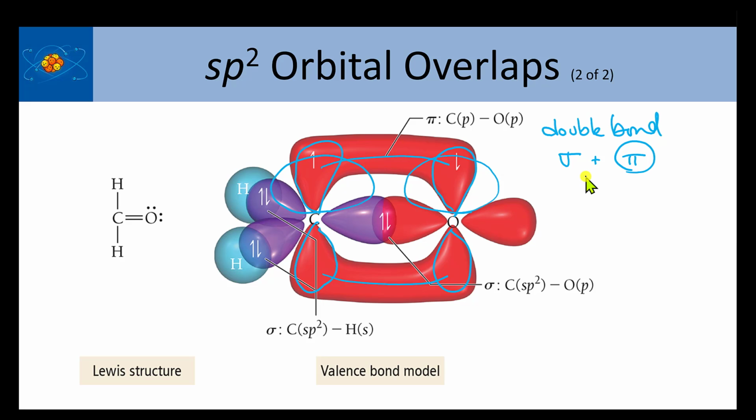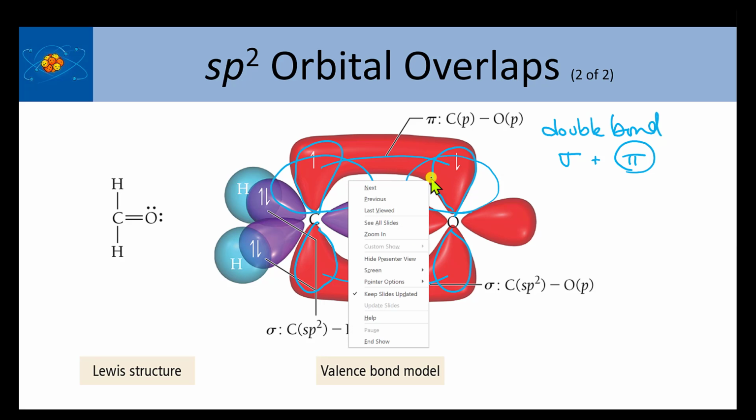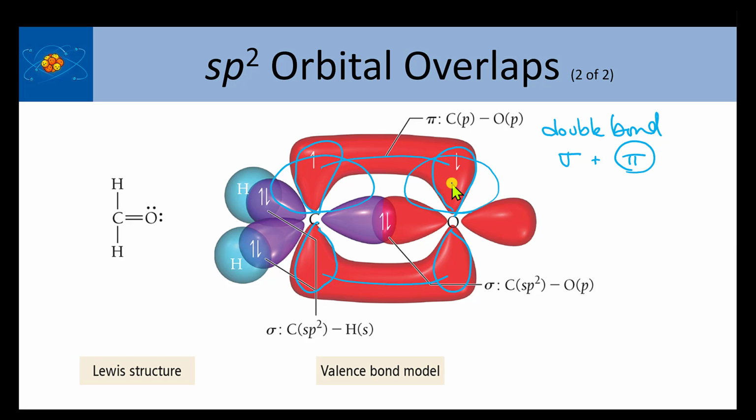So one of the things that we saw when we were looking at bond energies is that a double bond isn't twice as strong as a single bond. And the reason for that is, according to valence bond theory, while the sigma bond has good orbital overlap, the pi bond has much weaker orbital overlap because they're not head-to-head, is the way we say it. This is a head-to-head interaction. This is a side-to-side interaction.